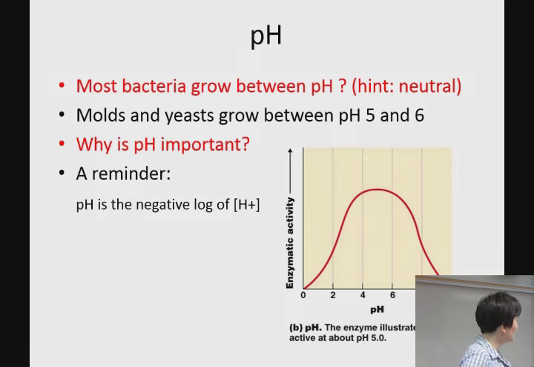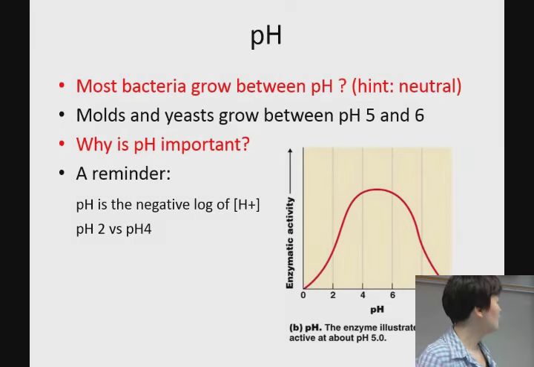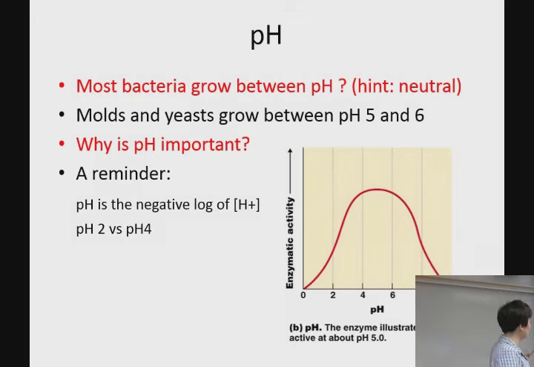So just to remind you what pH actually is, it's the negative log of the concentration of hydrogen ions, and it's a log scale. So when we say something's pH 2 and something else is pH 4, what kind of difference in the concentration of hydrogen ions are we talking about? When we go from a pH of 2 to pH of 4, is it a difference of twice as many or half as many?